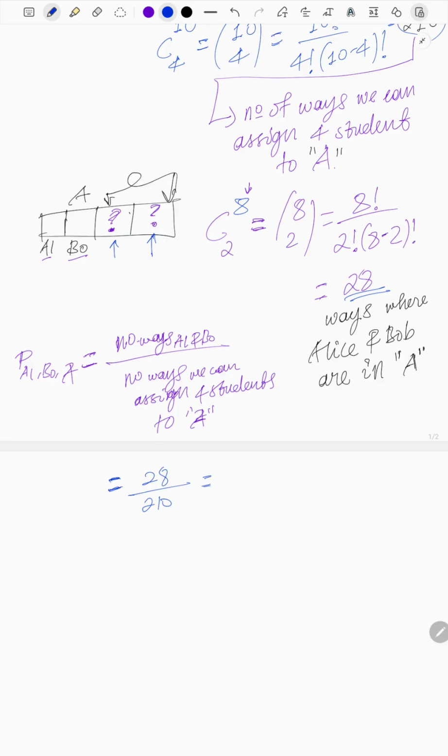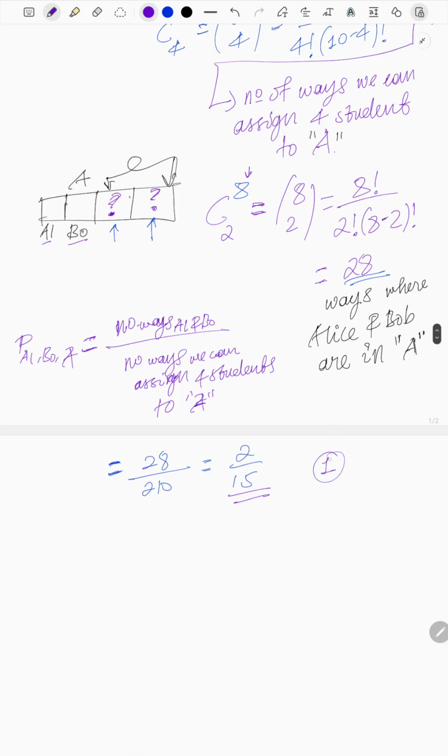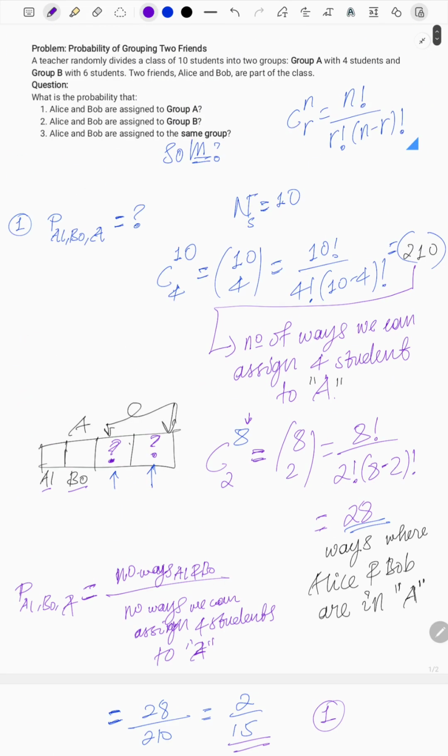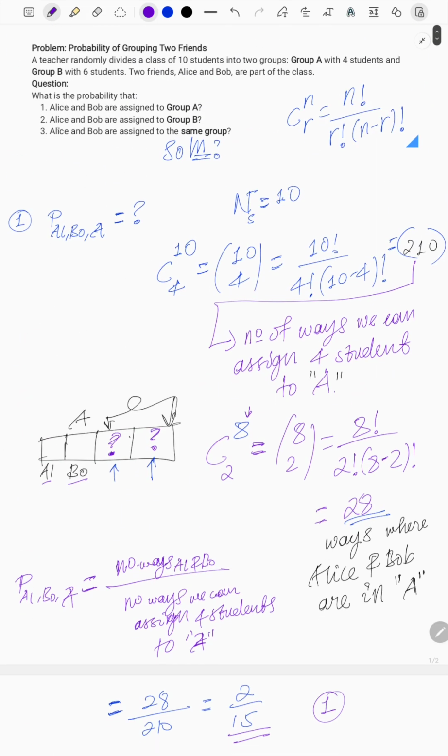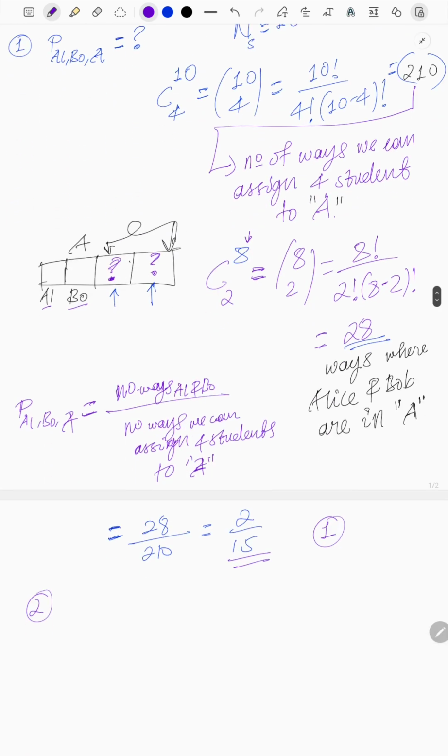Therefore, this probability, I will check in my calculator if you can simplify it. It's going to be 2 over 15. So this is the answer for the first question. Then the second question was asking for the probability that Alice and Bob are assigned to group B. You follow the same procedure.